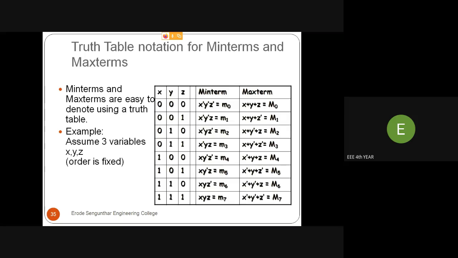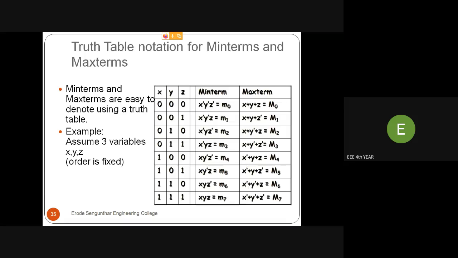Here are the truth table notations for min terms and max terms in one single table. Min terms and max terms are easy to denote using a truth table. Assume three input variables x, y, z, going from 0, 0, 0 up to 1, 1, 1. See the min term for 0: for x it shows x bar, for y input variable 0 it shows y bar, and for z input variable 0 it shows z bar. So this is m0, the zeroth row.